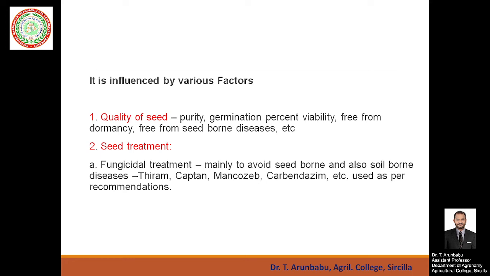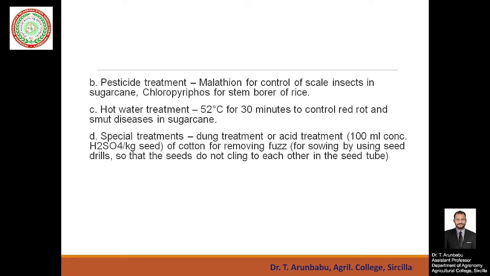So coming to seed treatment, we have different types of seed treatment. The first one is fungicidal treatment, which is generally followed mainly to avoid seed-borne and also soil-borne diseases. For that, chemicals like Thiram, Captan, Mancozeb, Carbendazim, etc. are used as per recommendations in the fungicidal treatment. Coming to the pesticidal treatment, the chemical malathion is used for control of scale insects in sugarcane, and chlorpyrifos for stem borer of rice. So these are generally used as pesticide treatments.